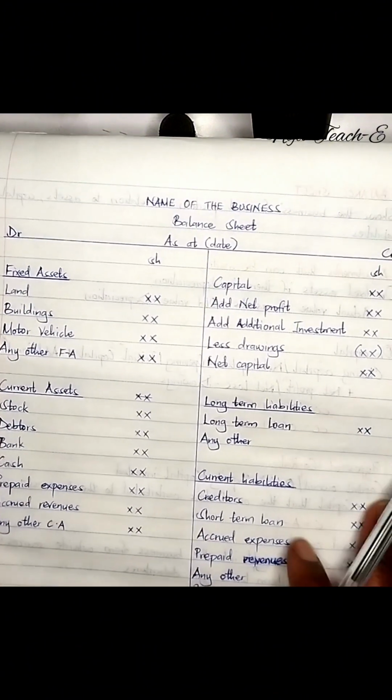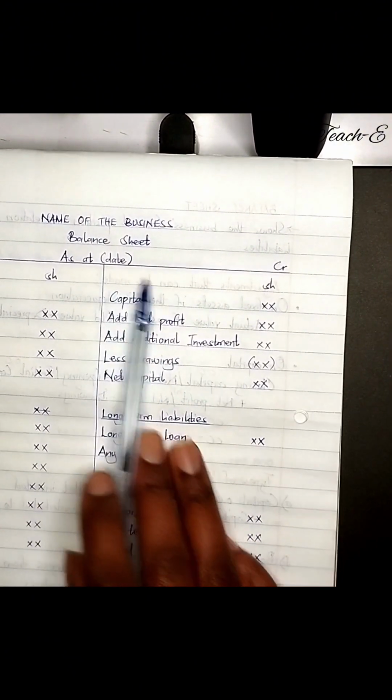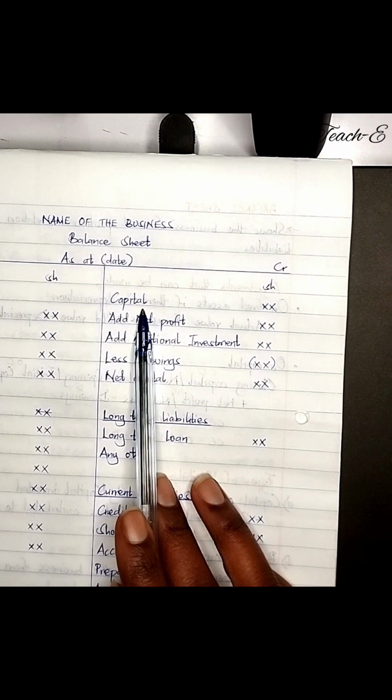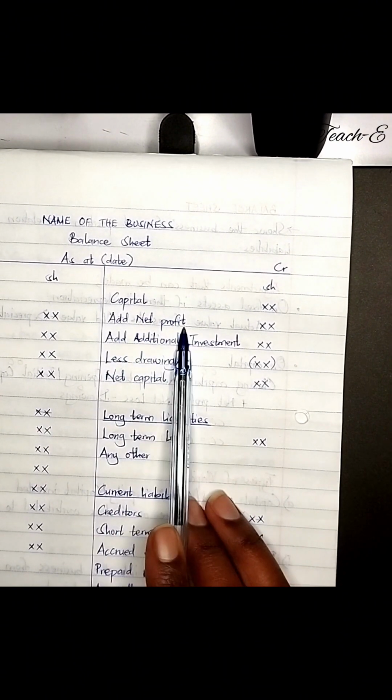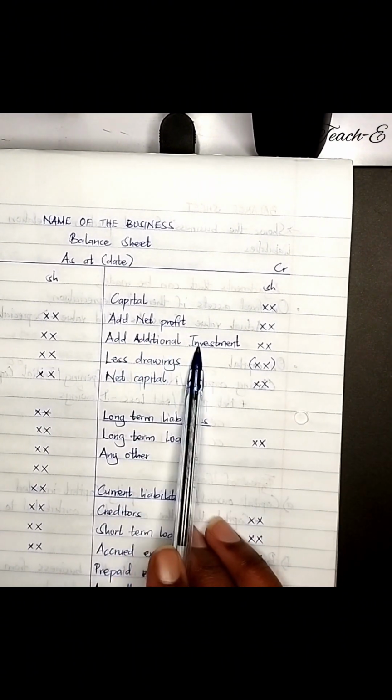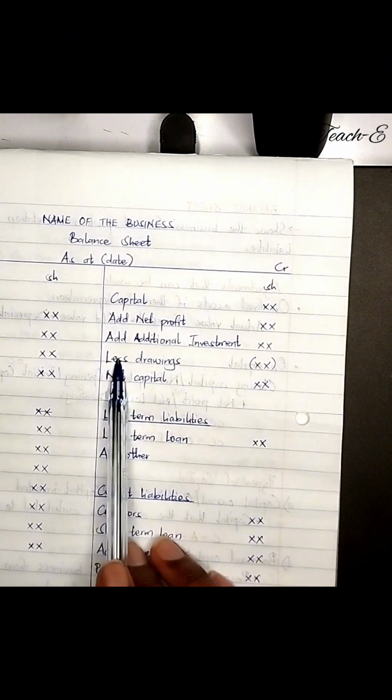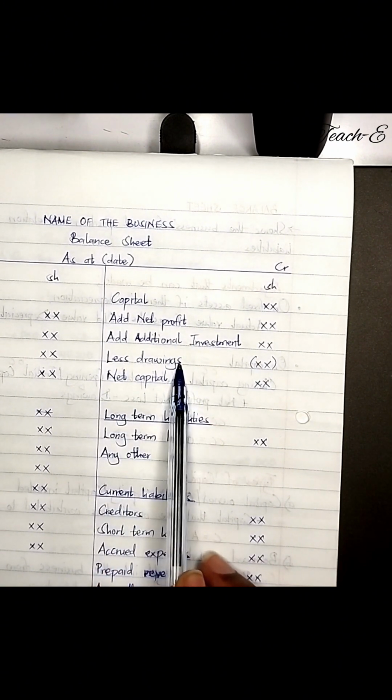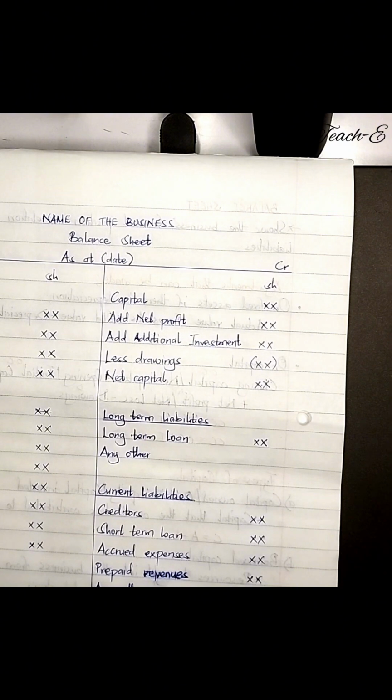So we are done with the debit side. Let's go to the credit side. Start with capital, and then add any net profit mentioned, any additional investment, and then subtract drawings.